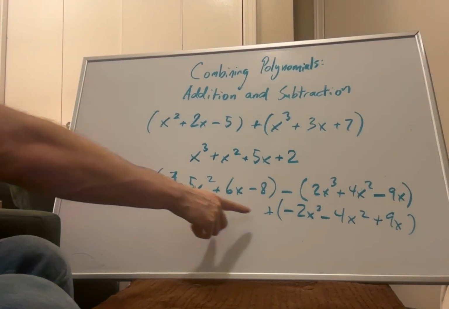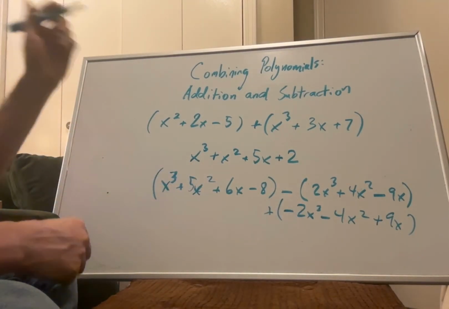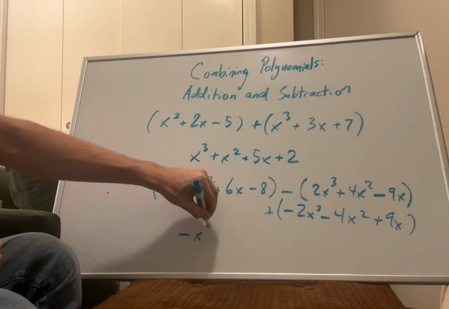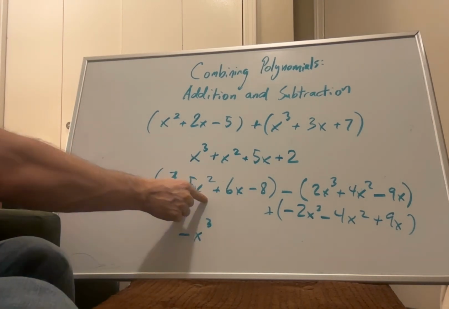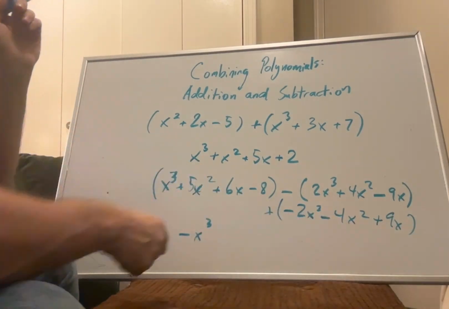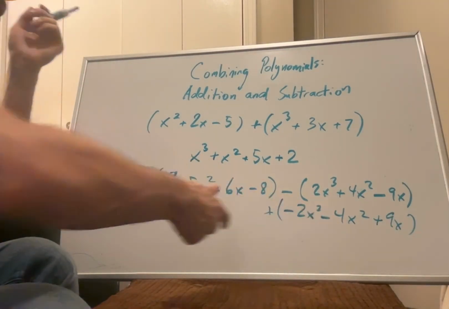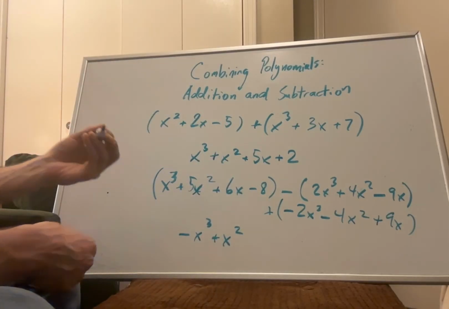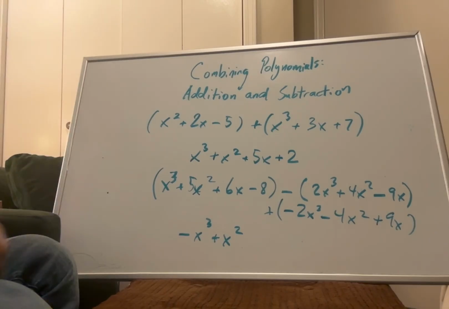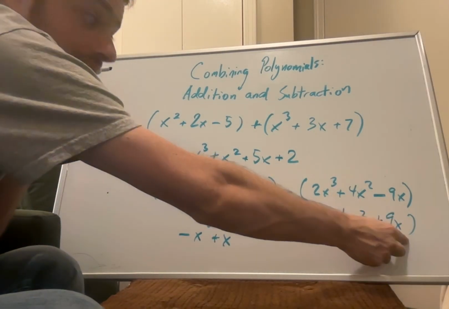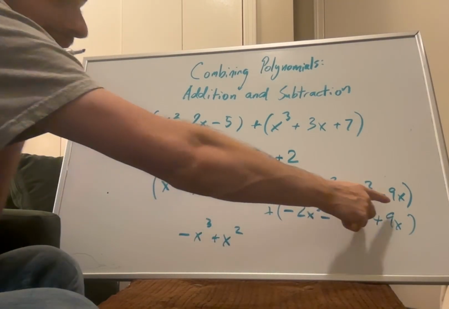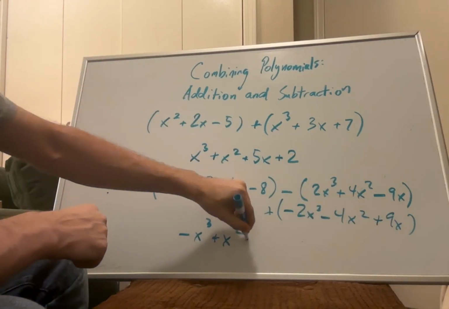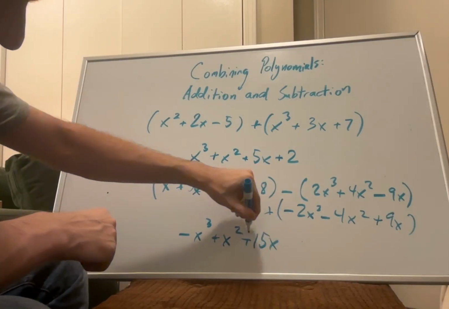So we have an x cubed plus negative 2x cubed. So that'll give us, right, negative 1x cubed, or just negative x cubed. We have 5x squared minus 4x squared. So 5 minus 4 will give us 1. So we will have plus x squared, or plus 1x squared. Next, we have 6x plus 9x, right? Remember, this was minus negative, so that's going to become plus. Well, 6x plus 9x will give us plus 15x.